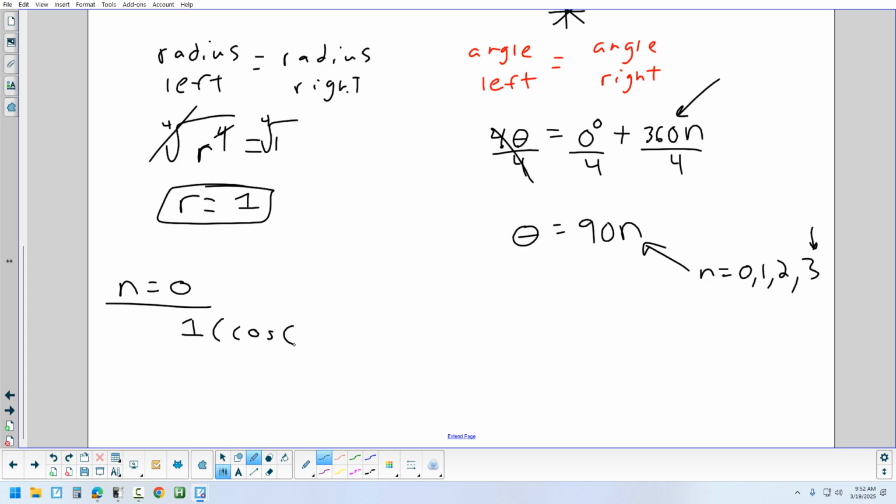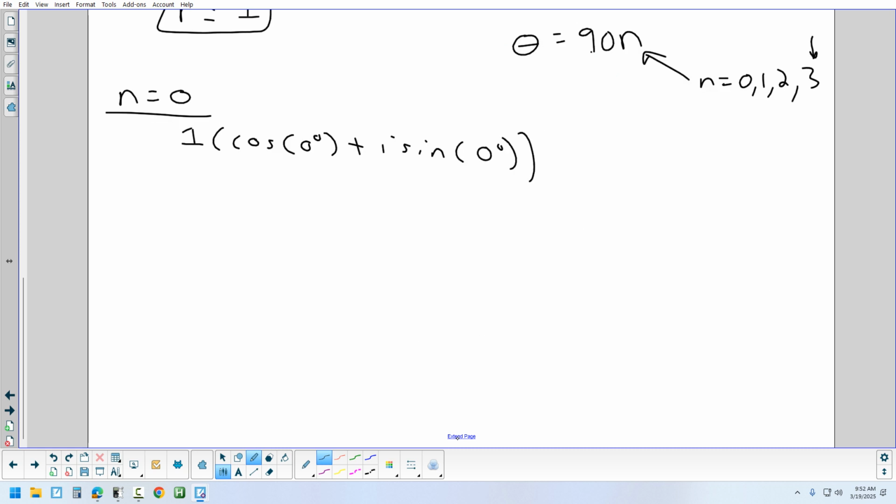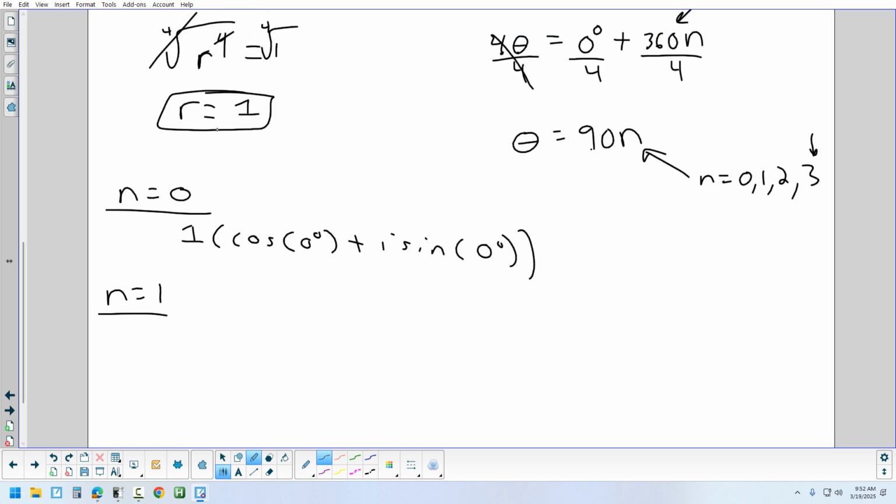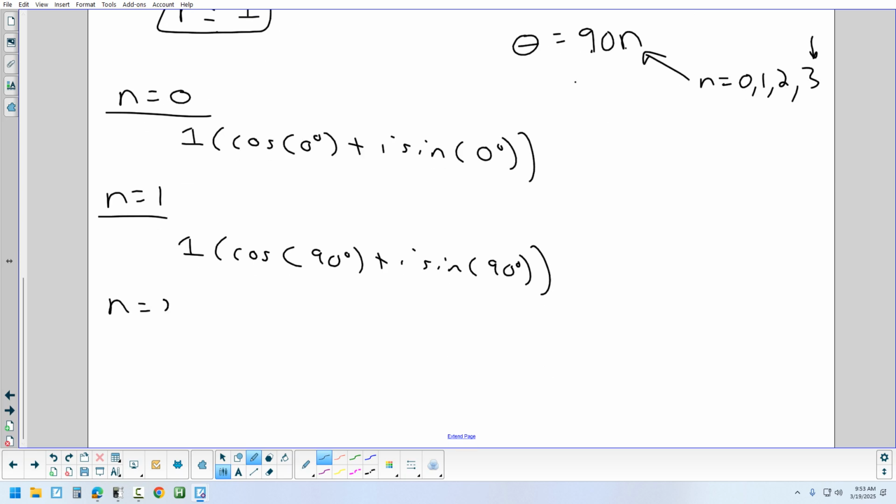R cosine, what's 90 times 0? 0. There's your first answer. N equals 1. So radius stays the same. What's 90 times 1? 90. That's your second answer.